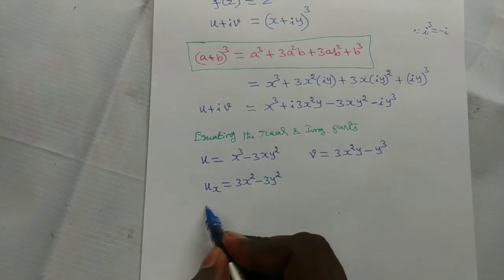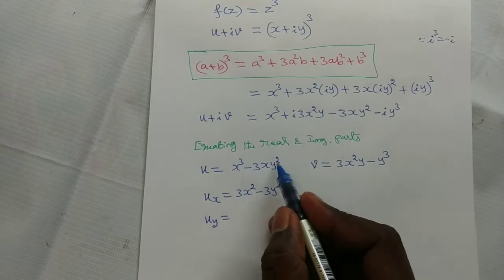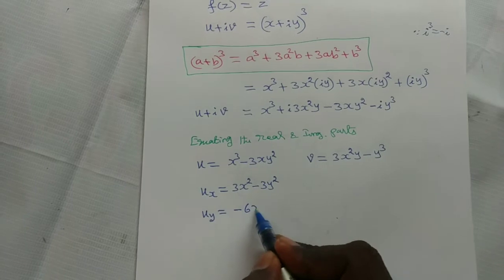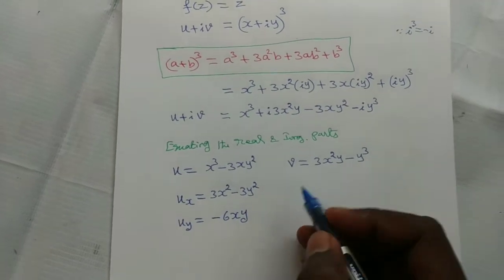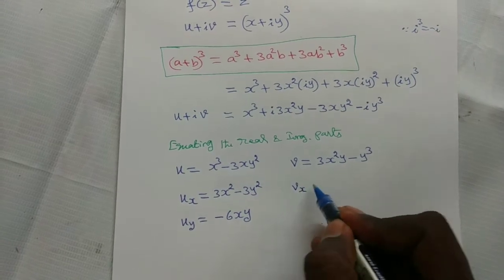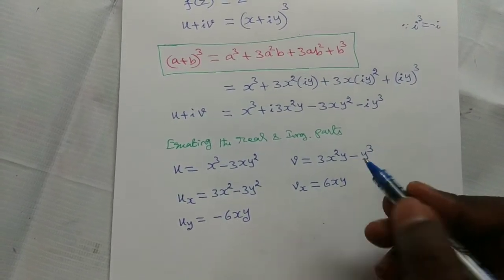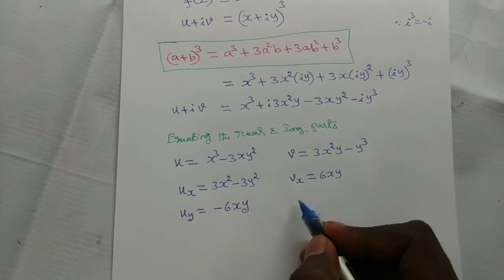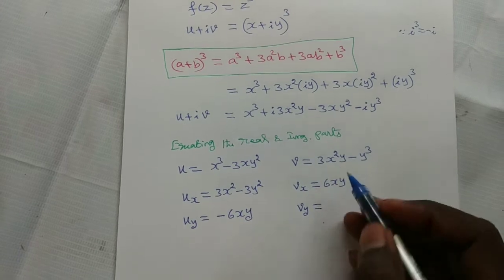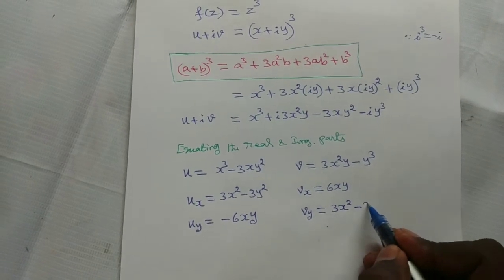And partial with respect to y, uy is equal to, this is 0, this is 2y. 2y means 2 times 3 is 6, so minus 6xy. And now here partially with respect to y, x, vx. So this is 6xy and there is no x, leave it. And now next vy. Vy is equal to, with respect to y, 1 into 3x square minus 3y square.